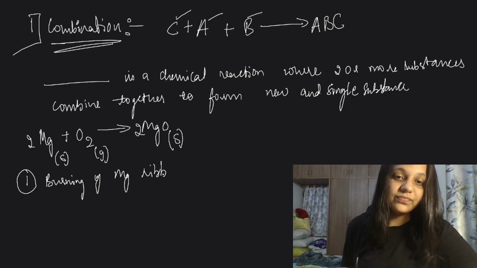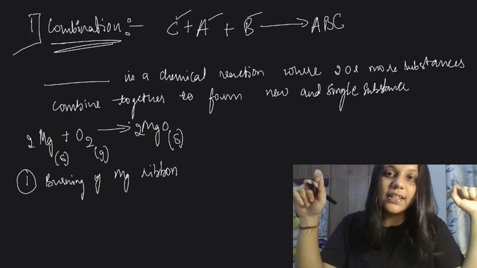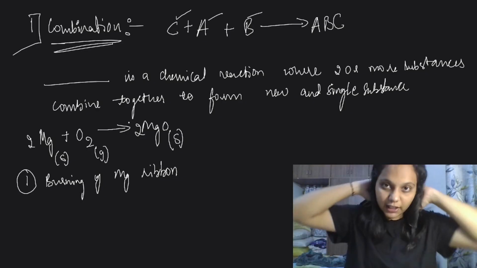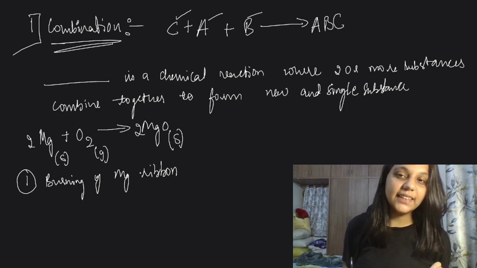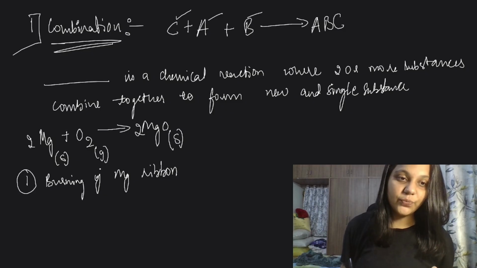You can write this as burning of magnesium ribbon. What do we do in this activity? We take a magnesium ribbon and clean it properly. We use the help of a candle and burn it. While burning, there is a white flame, and there is a formation of a white powder, that is magnesium oxide, which we learned in the previous video. That can be given as an example of the combination reaction.